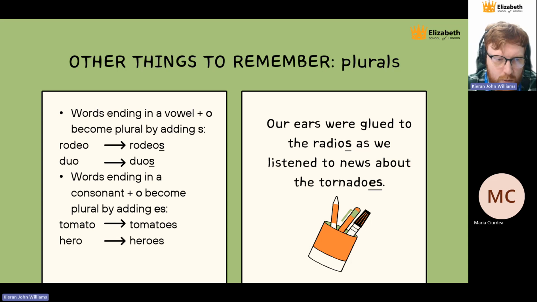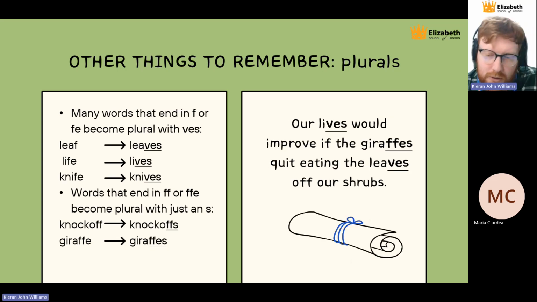All right, so that is then highlighted in the example on the right. So we've got the word radios. In the original word, I-O, which is a vowel, and then an O, so we just add an S. Or tornadoes, we've got a D and then an O, so D is a consonant, and we've got O afterwards, so we just need to add ES to it. Okay, now, is that the only thing with plurals? No, there's one more, of course.